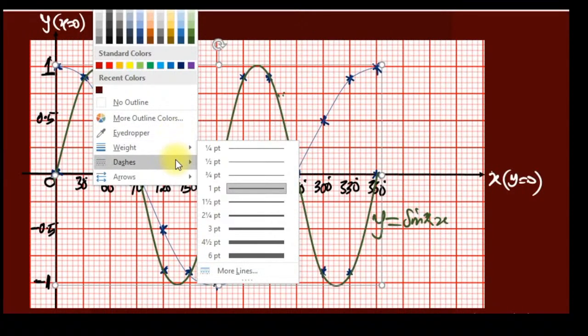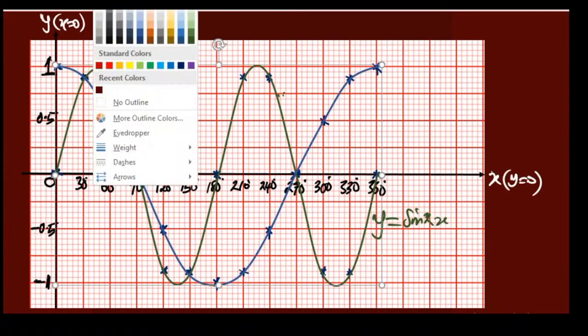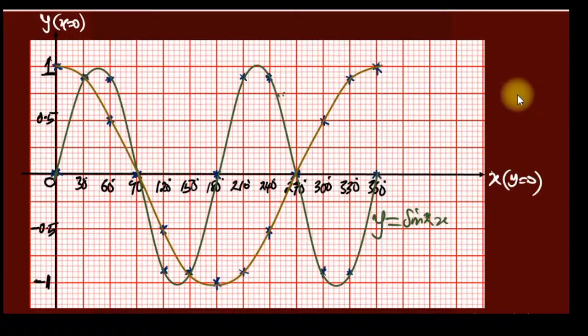Let's change the thickness, and let's change the color. That's okay. So that's our second graph, which is y equal to cos x. So let's label. This is y equal to cos x.